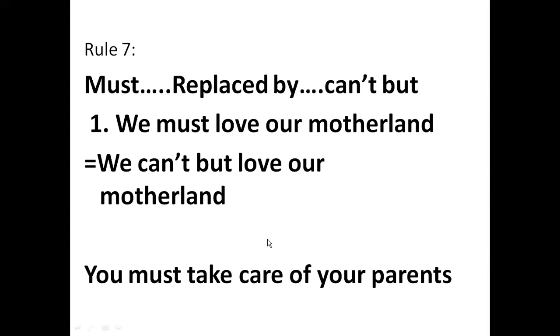I think you can do the questions given below. You must take care of your parents. Answer: you can't but take care of your parents. Very good. You can't but take care of your parents.